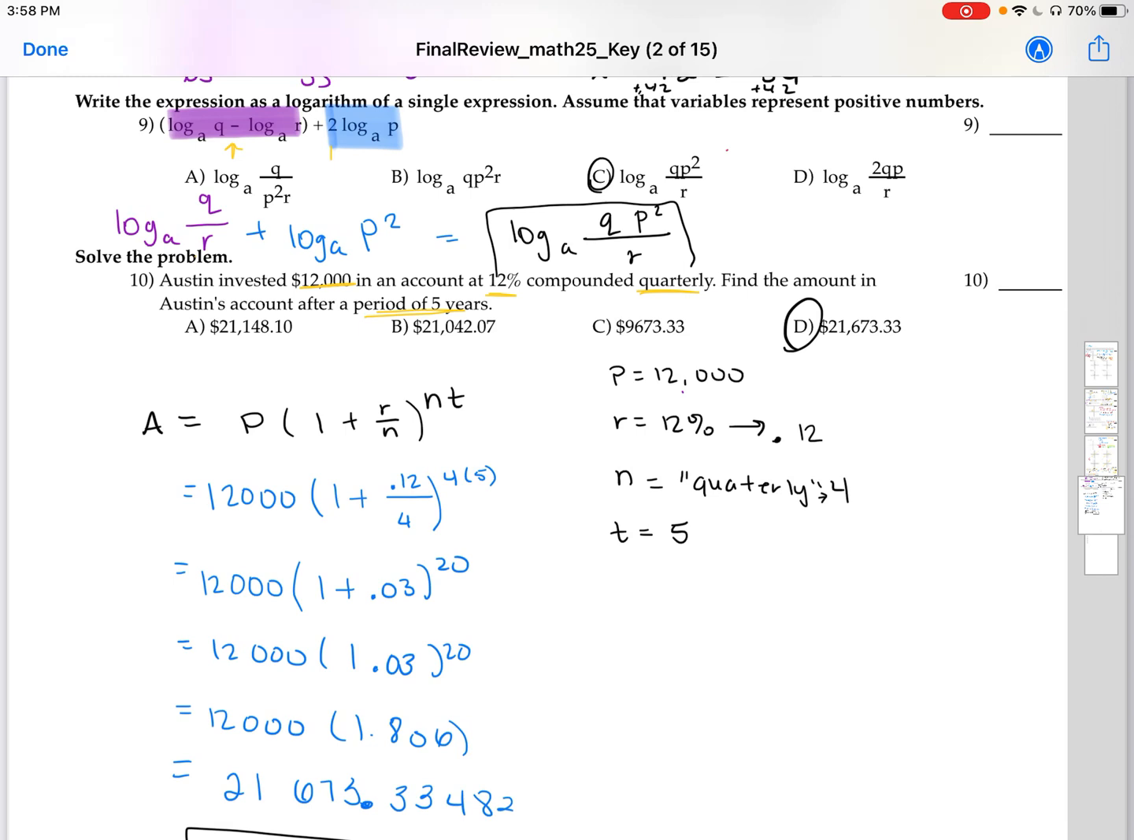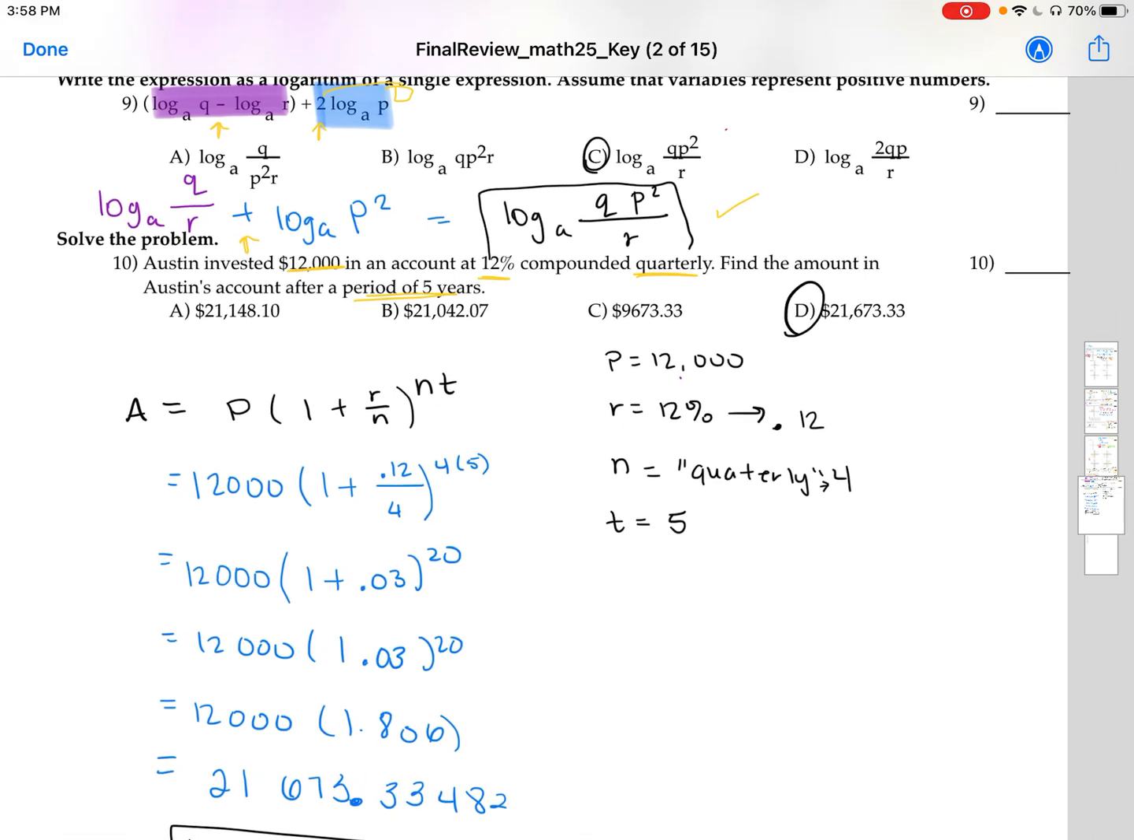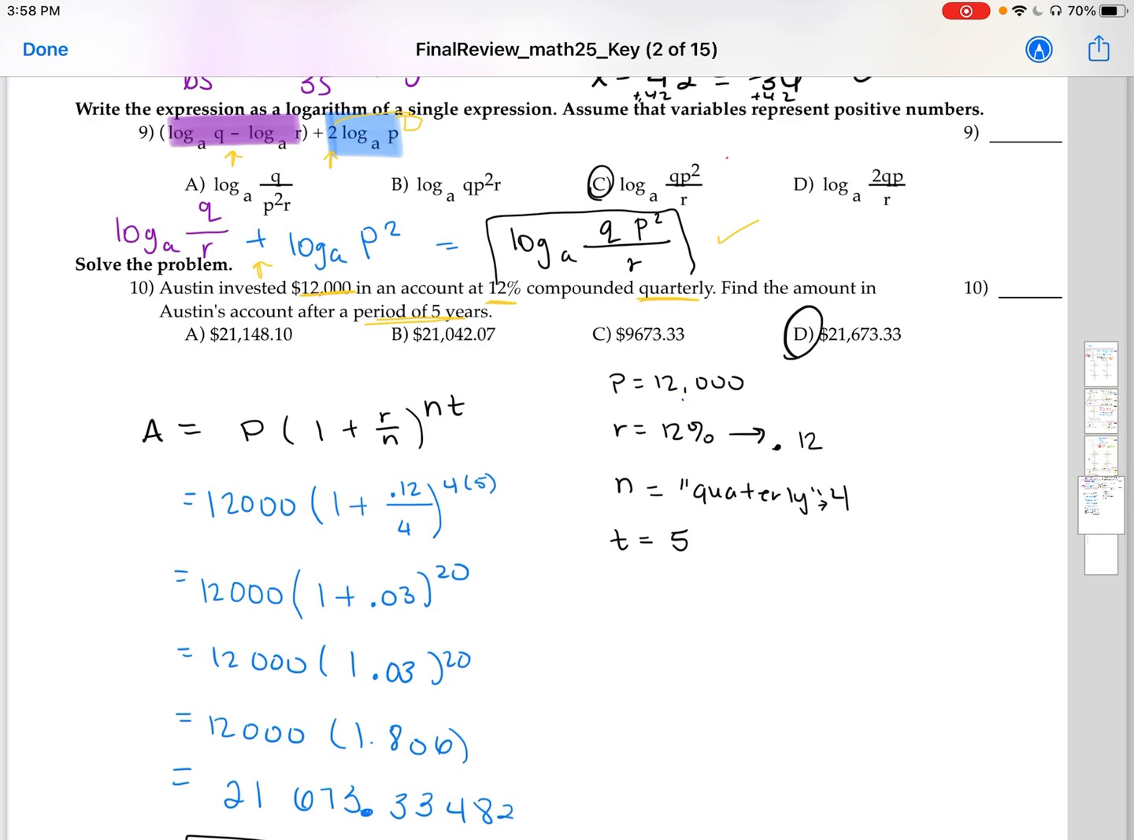And then we can use our exponent rule to change that 2 to an exponent. All right, from there, whenever we have two logs adding, we can multiply them to get this answer. Now we have them as a single expression using one logarithm.